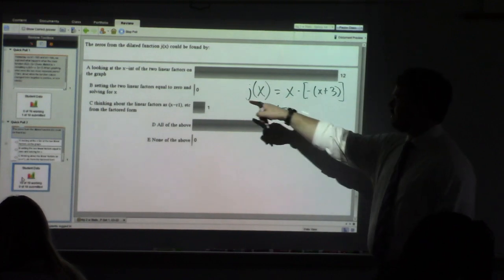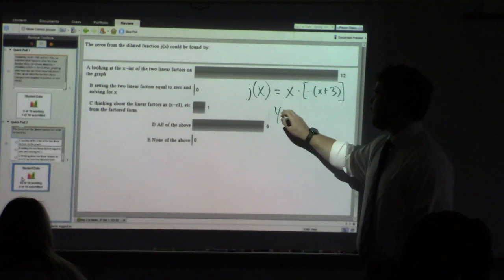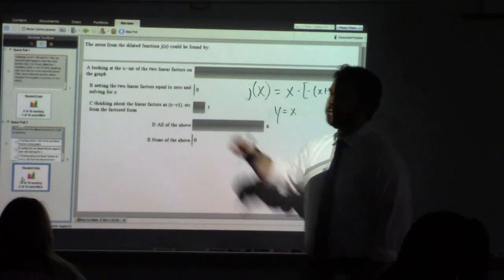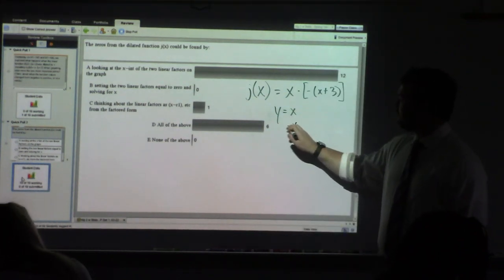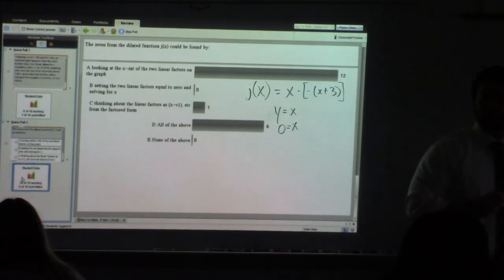Remember, the original function, the line was y equals x, right? But what does this say? Set the linear factor equal to 0. So set that x equal to 0. Was that one of my roots? Yeah.